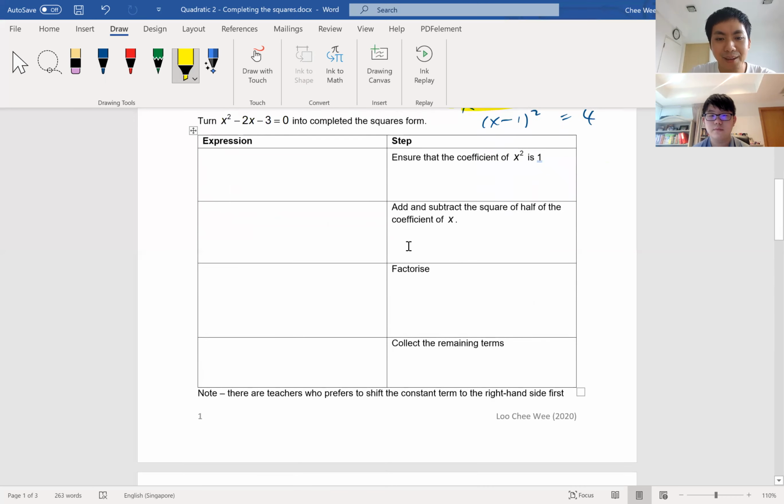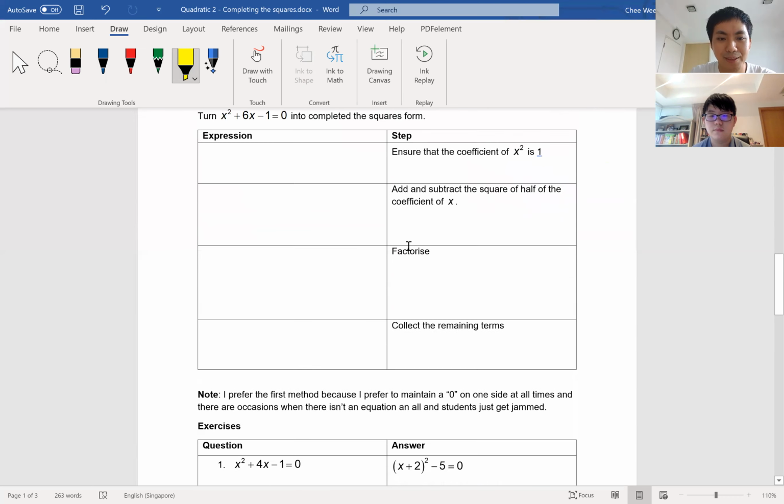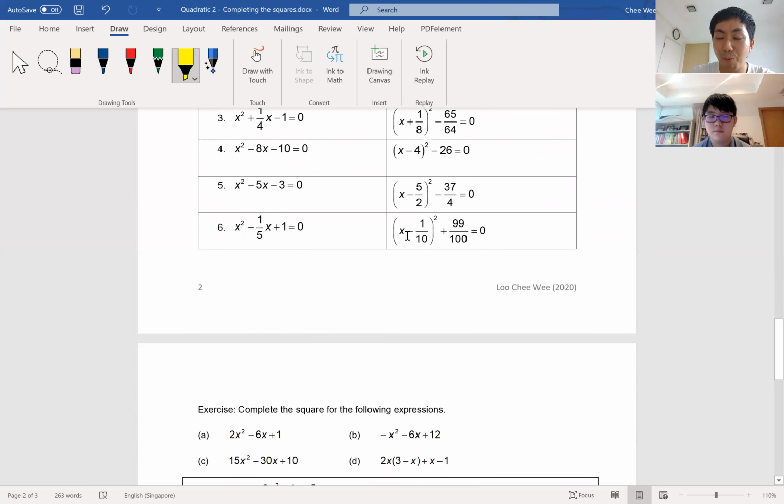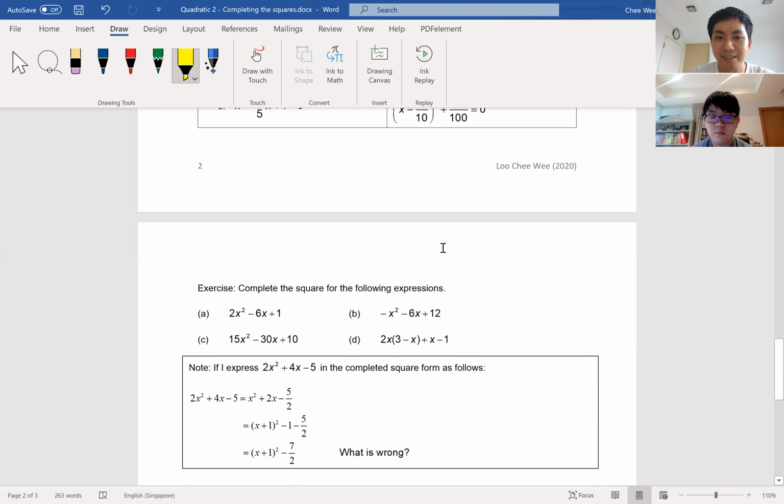Same gameplay. So I will not go through this, but you must understand that completing the square is actually the reason why we obtain the quadratic formula. Have you been through the exercise before?